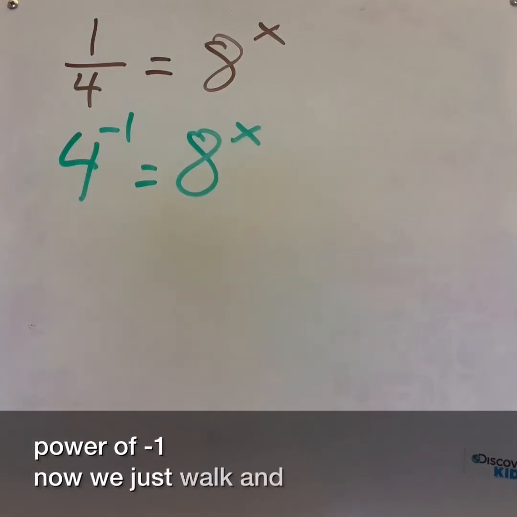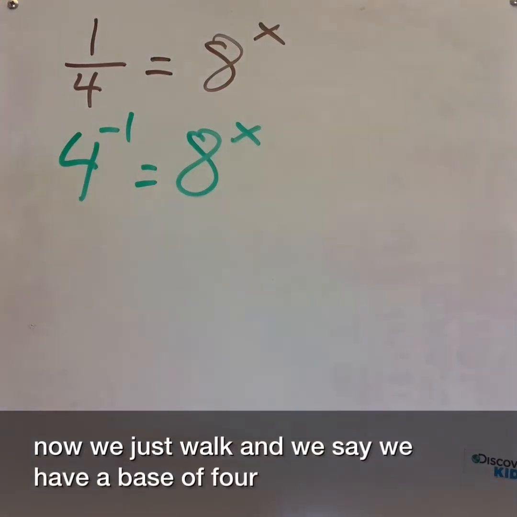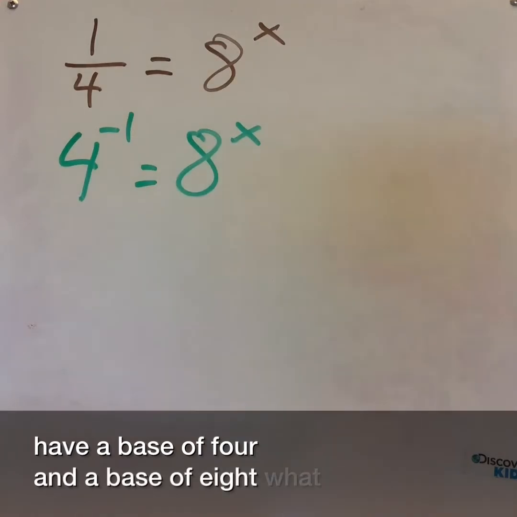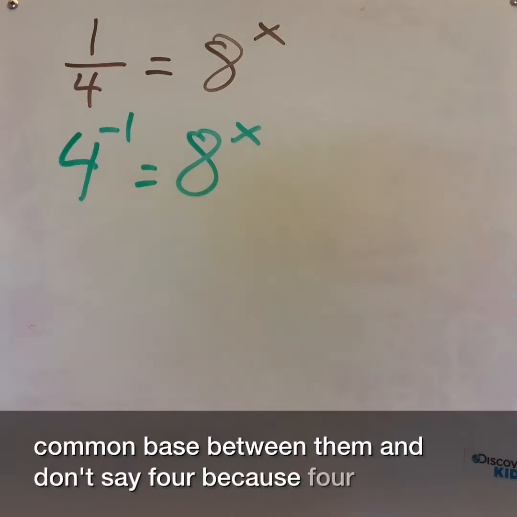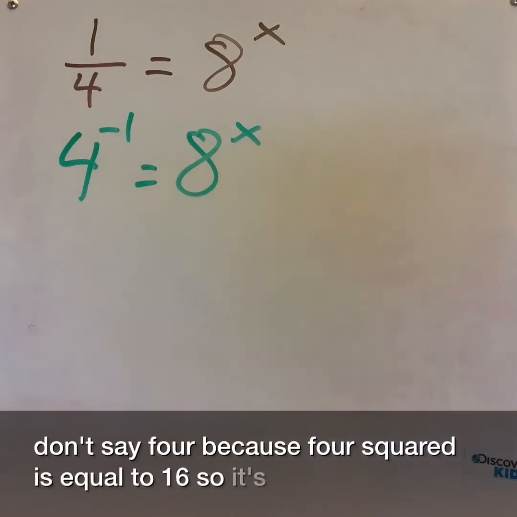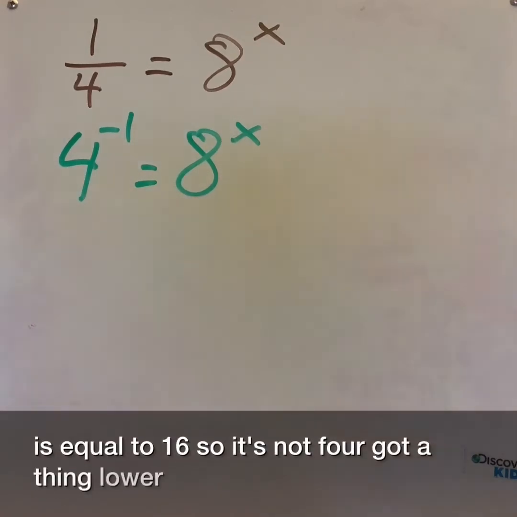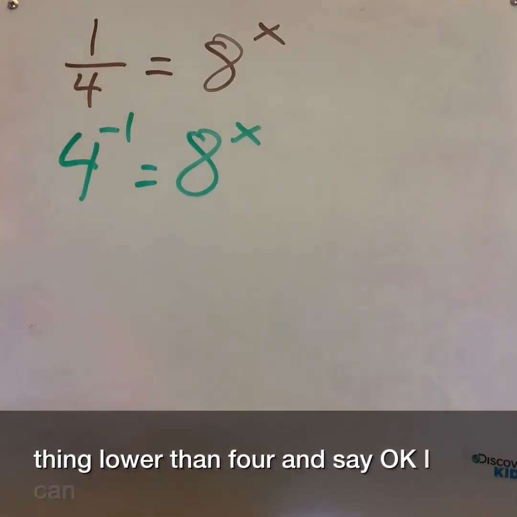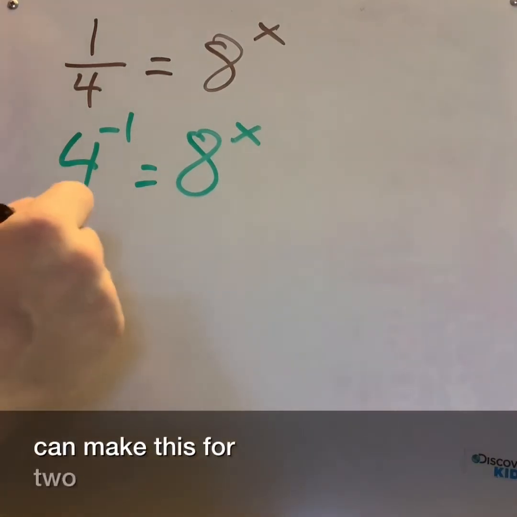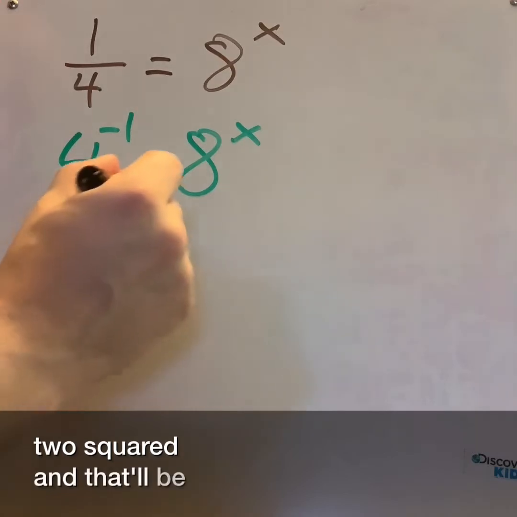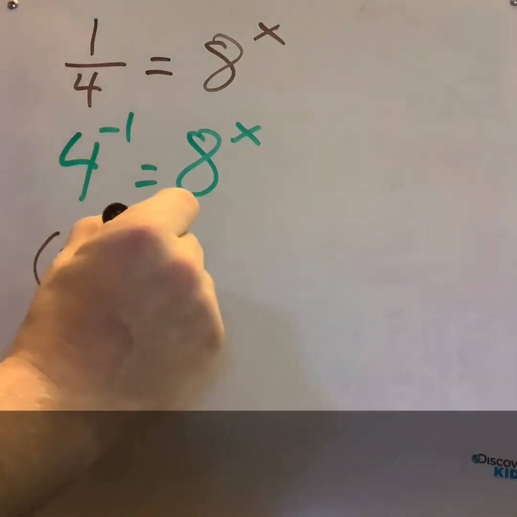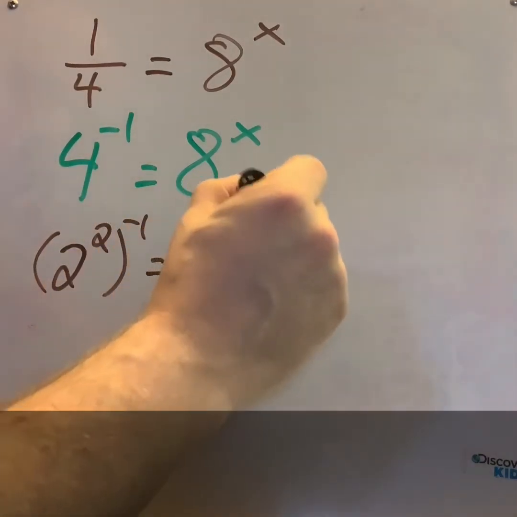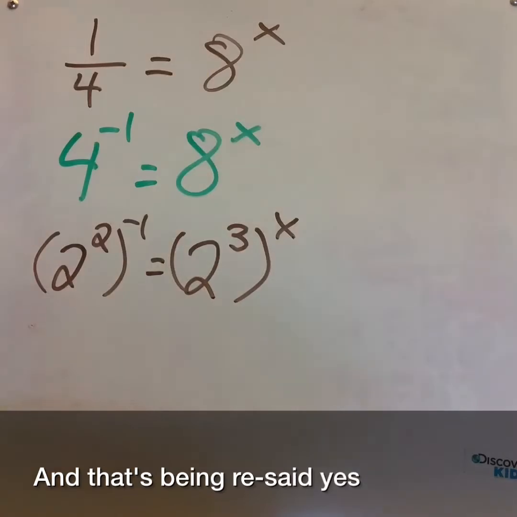Now, we just look and we say, all right, we have a base of 4 and a base of 8. What is a common base between them? And don't say 4, because 4 squared is equal to 16. So it's not 4. You got to think lower than 4 and say, okay, I can make this 2 squared, and that'll be raised to the negative first power, because 4 is 2 squared being raised to the negative first power. And this 8, well, that's 2 cubed, and that's being raised to the x.